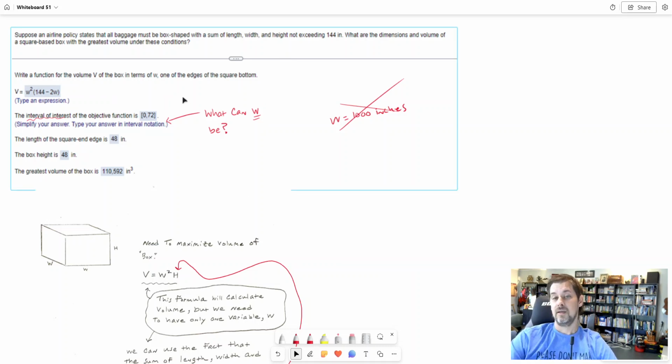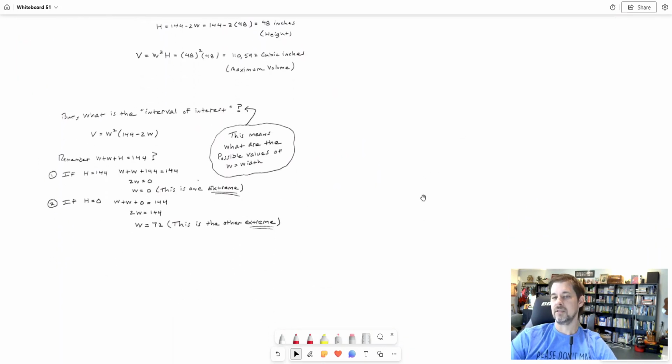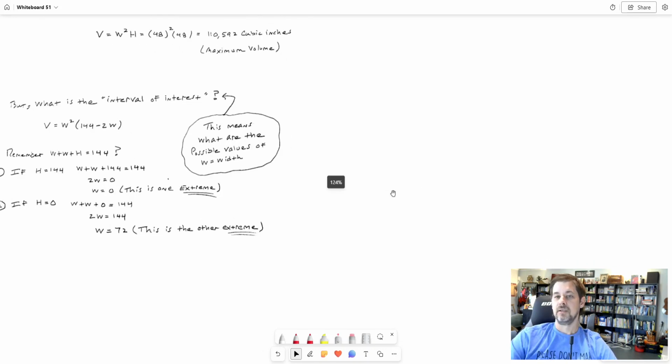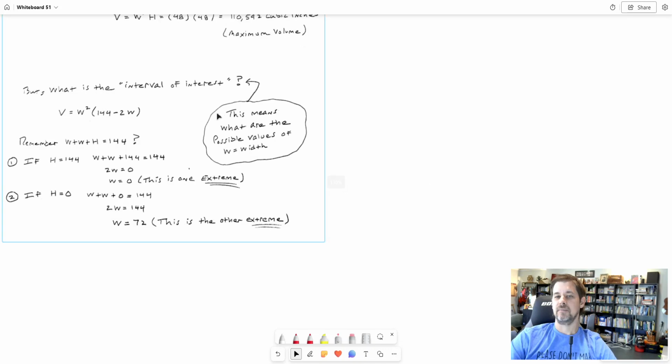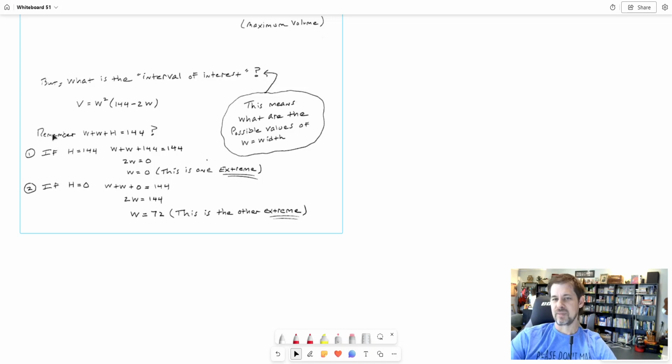Okay, and there are lots of ways that you could think about how to solve this. And I deliberated how I would tell you to solve it, but how about this? Let's just look at the extremes. Okay, here's how I decided to do it. Say, okay, I got this function, W squared is 144 minus 2W, all right? That's what we're working with. And do you remember how we said that the width plus the height is 144? That the sum of all sides of the box has to be 144? So let's just look at the extremes of that.